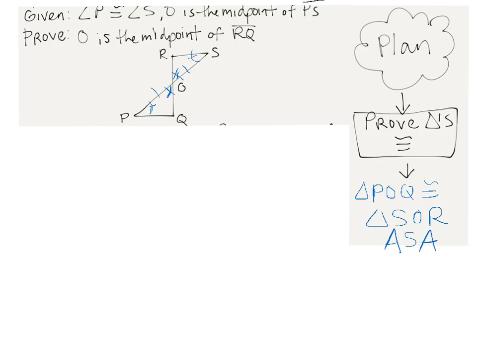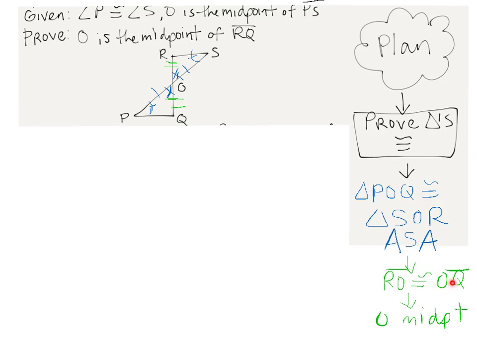Okay, now from there, I need to somehow get to that O is the midpoint of RQ. Well, O would be the midpoint of RQ if this section was equal to this section, right? So it's almost like I need to say after this that these two sides are equal. So I'm going to go ahead and say that. If I show that RO is congruent to OQ, then I can say that O is the midpoint. So that's my plan. My plan is to prove these triangles are congruent by angle, side, angle, then to say that those sides are equal to show it's the midpoint.